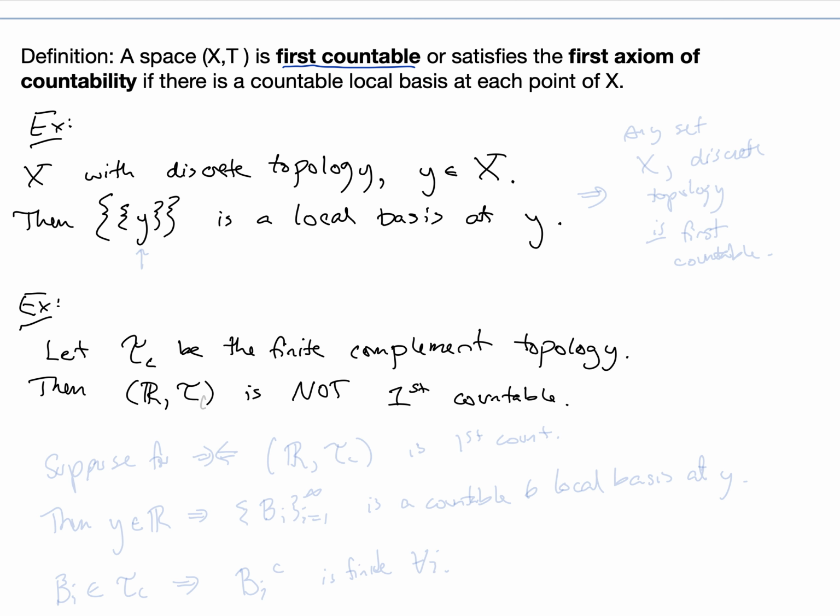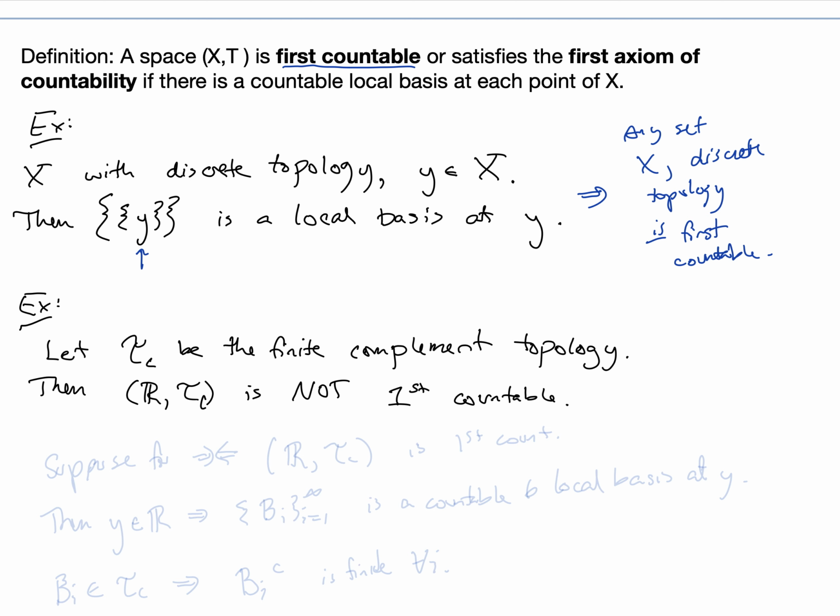So for example, we just saw that for any point y in X with the discrete topology, a basis consisting of a single set is a local basis at y. Countable means countably infinite or finite. So this tells us that any set X with the discrete topology is first countable.